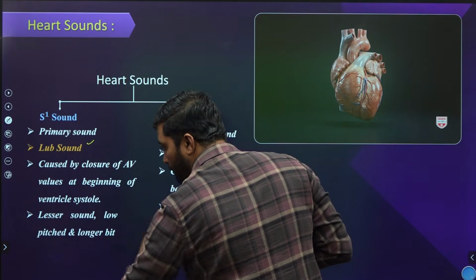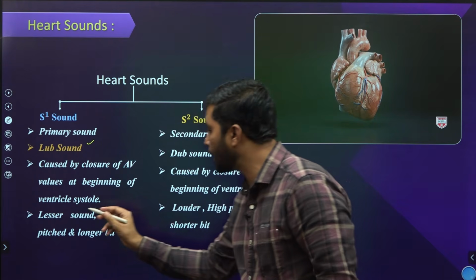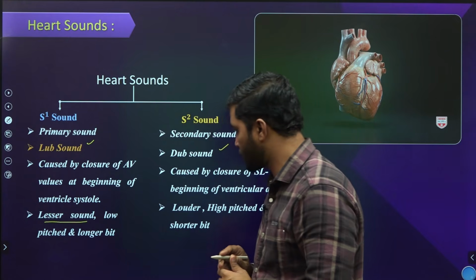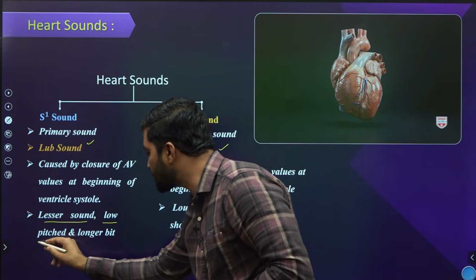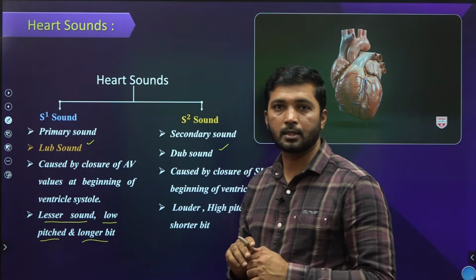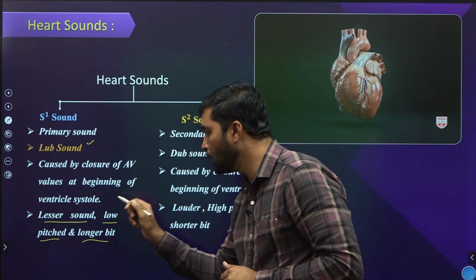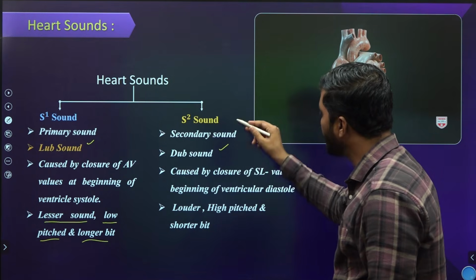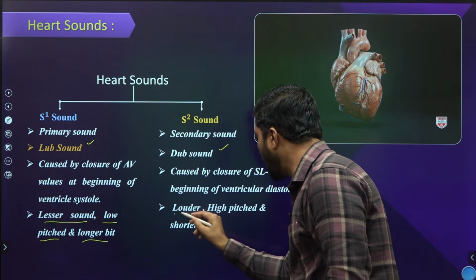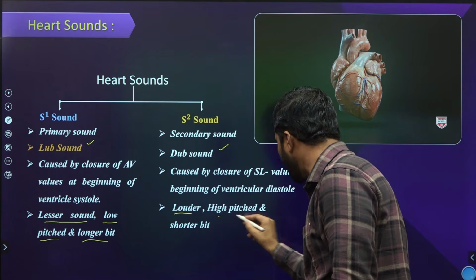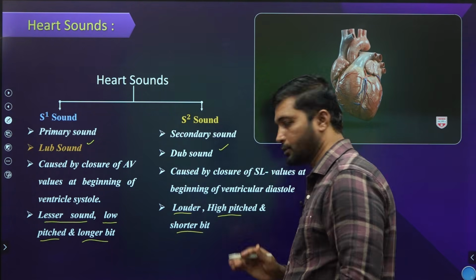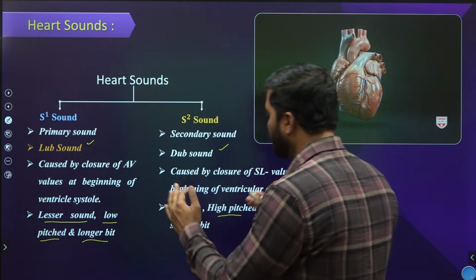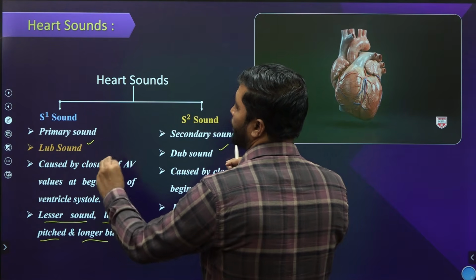One more important point: the primary sound is a softer sound, low pitch and longer, prolonged. Whereas the S2 sound is louder, high pitch and short, very sharp. That is the difference about the heart sounds.